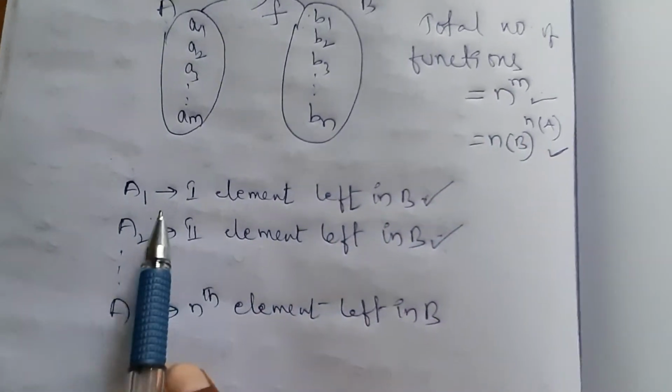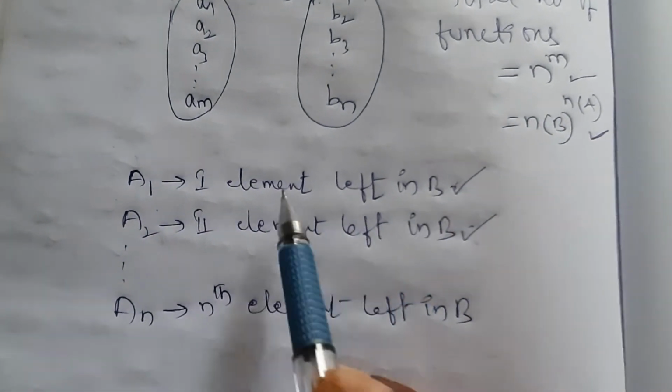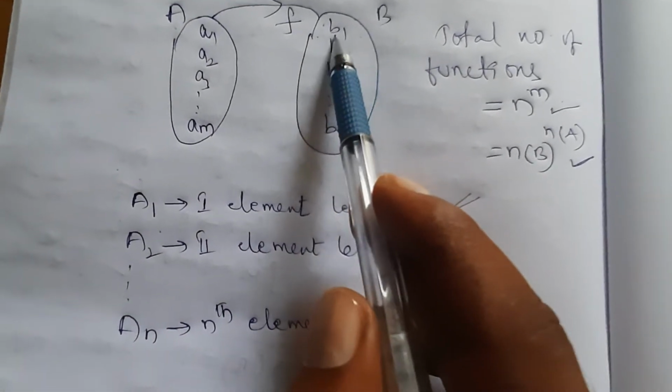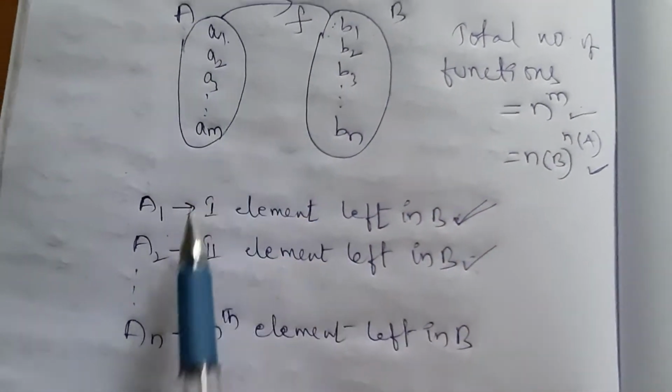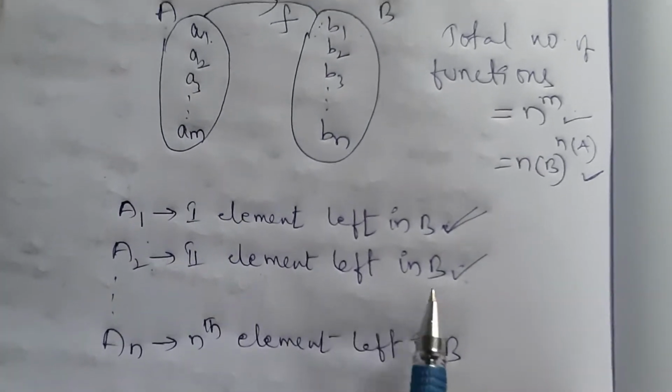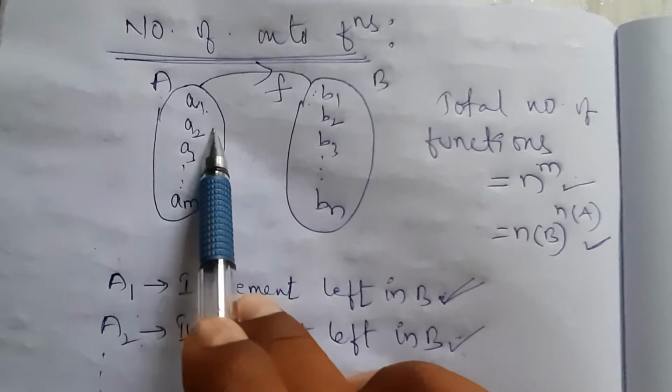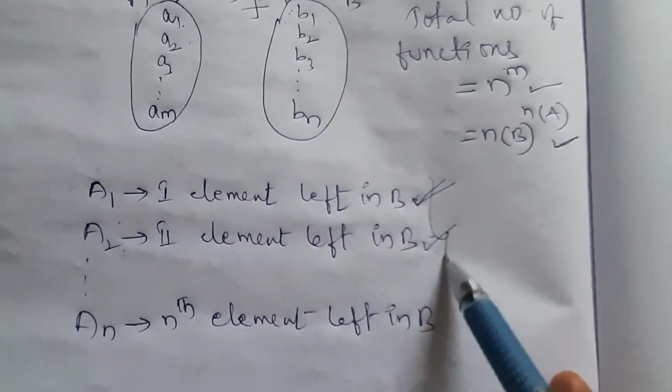So here I am taking the first element left in B. First element left in B means for the element b1 there is no preimage. A2 means the second element left in B. Second element left in B means the element b2 has no preimage. Like that I am choosing this one.